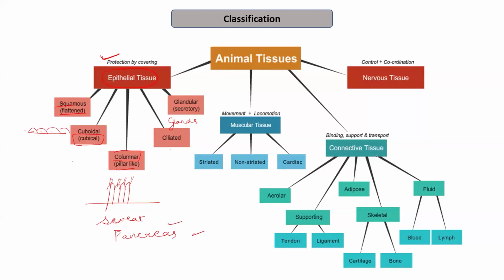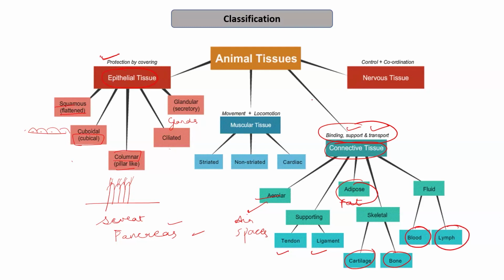Then in the last lecture, we discussed the connective tissues. Connective tissues provide support and help in transportation. There are various kinds of connective tissues. Areolar connective tissue consists of air spaces, usually present in the lungs. Then we have adipose tissue that consists of fat cells. We have supporting tissues like tendons and ligaments that help in joining bone to bone and bone to muscles. We have cartilage and bones that act as a skeletal system and provide support and strength. Then we have fluid connective tissue that includes the blood and the lymph.